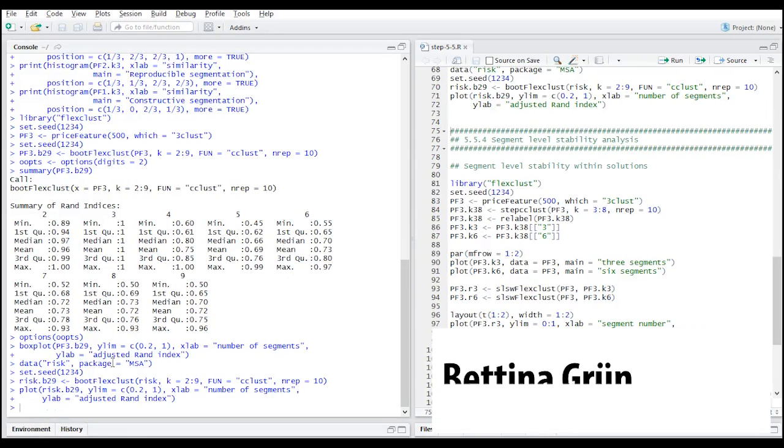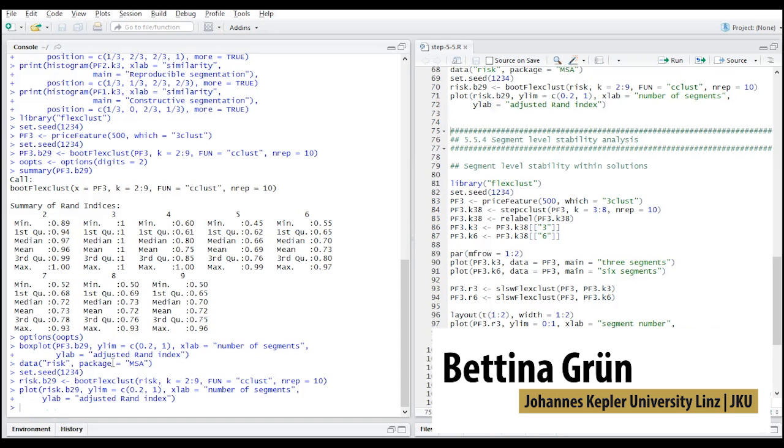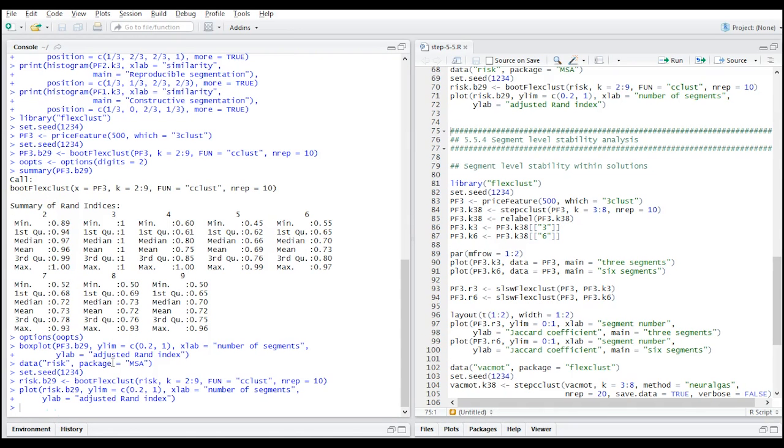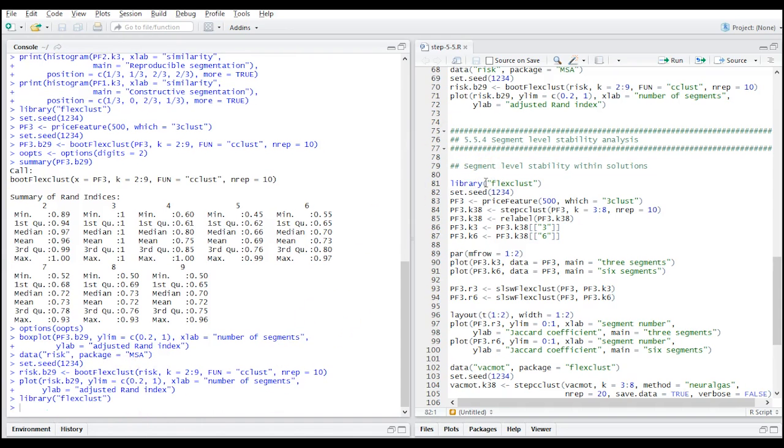Step 5.5, data structure analysis. Now we want to look at segment level stability analysis. We can do this either within solutions or across solutions. So first we'll look at segment level stability within solutions. We are using package flexclust for this.